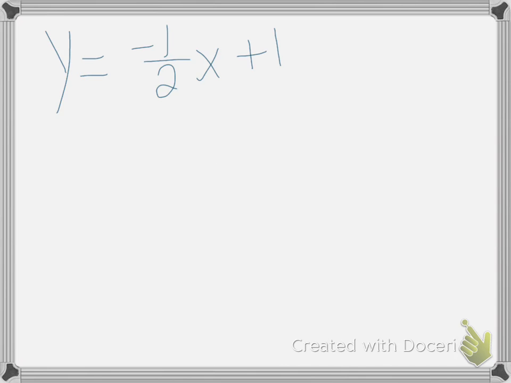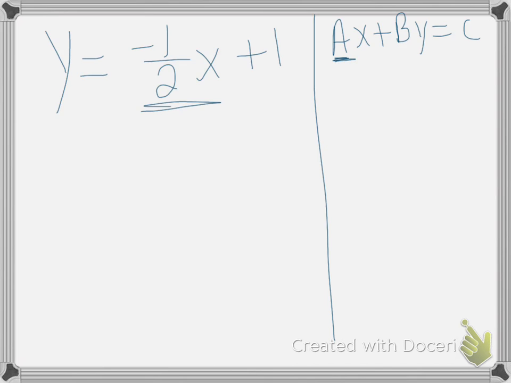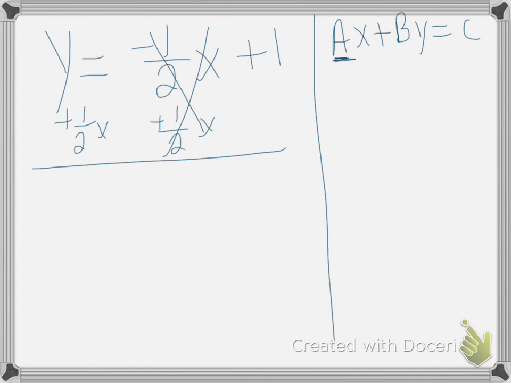Okay, standard form. Remember, standard form is ax plus by equals c. And remember, a cannot be negative and it can't be a fraction. So let's move this x over here. We add 1/2 x to both sides. This goes away. These are different. That's an x. This is a y. You cannot add them, remember. So just 1/2 x plus y equals, and don't forget the 1, bring it down, 1.